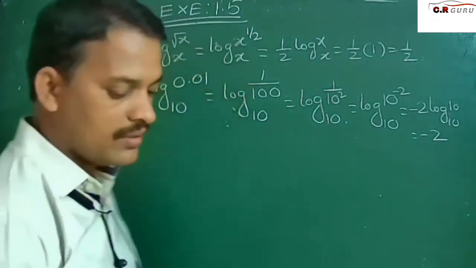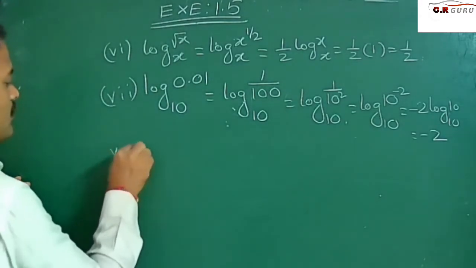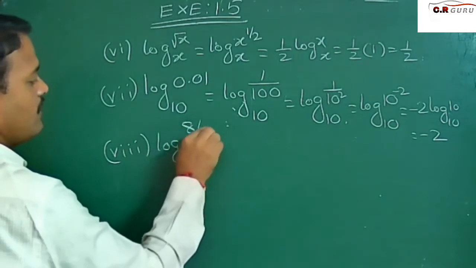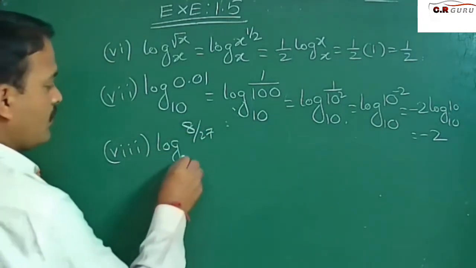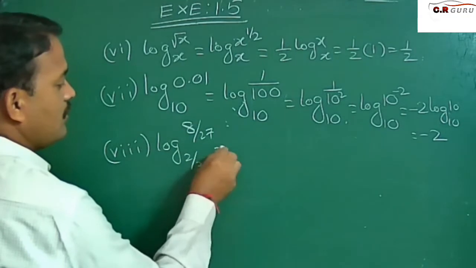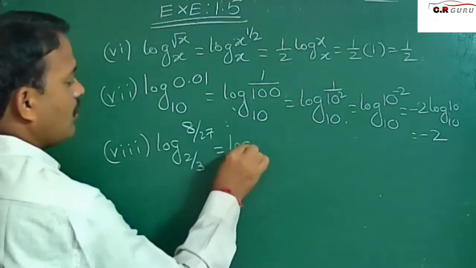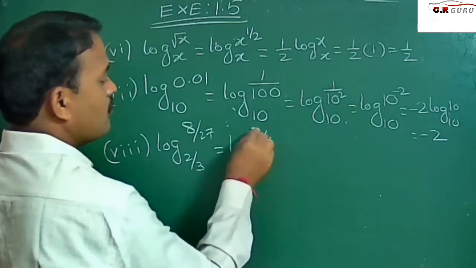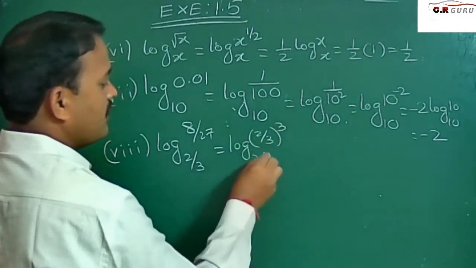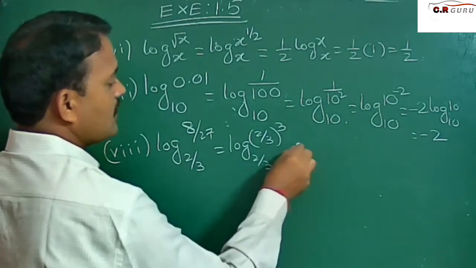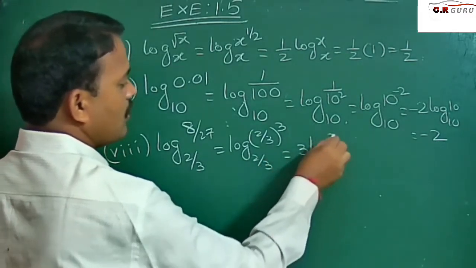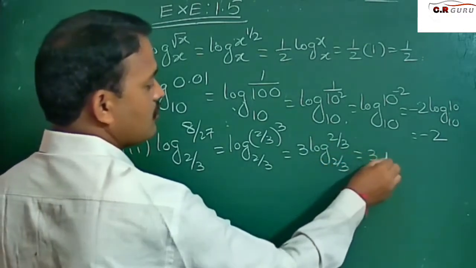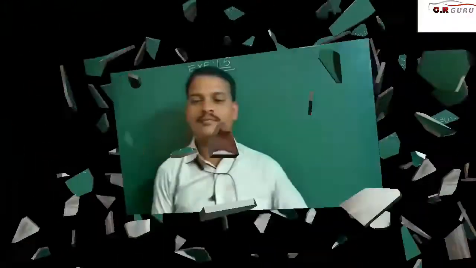Next, the eighth question is log of 8 by 27 base 2 by 3. How will we get this? Log of 8 by 27 can be written as 2 by 3 whole cube base 2 by 3. That equals 3 into log of 2 by 3 base 2 by 3, which is 3 into 1, equals 3.